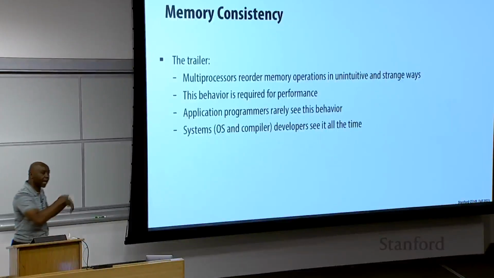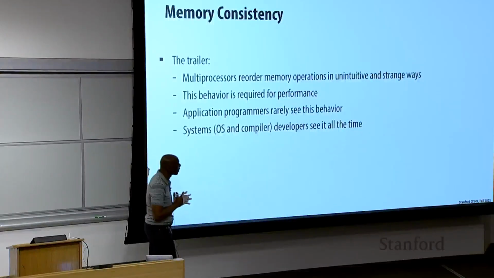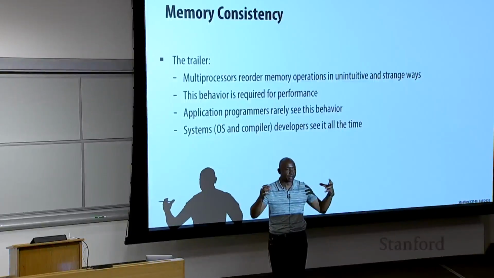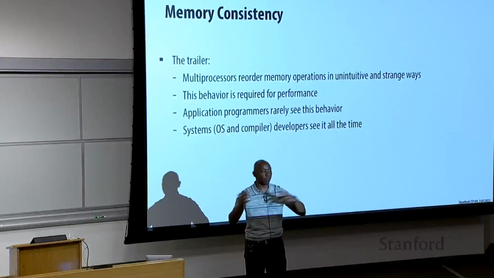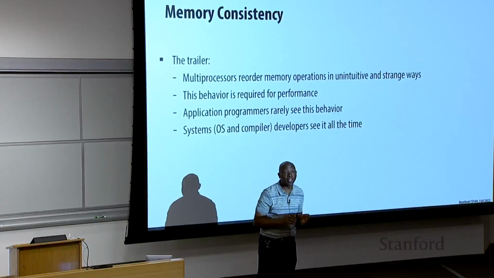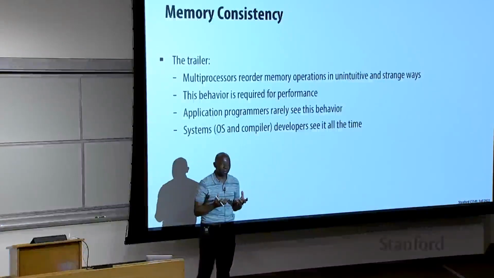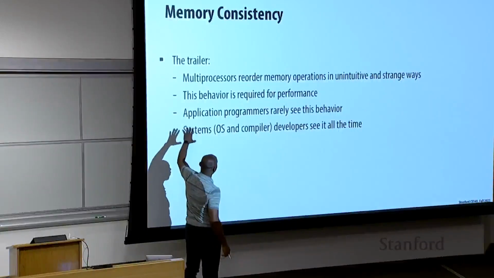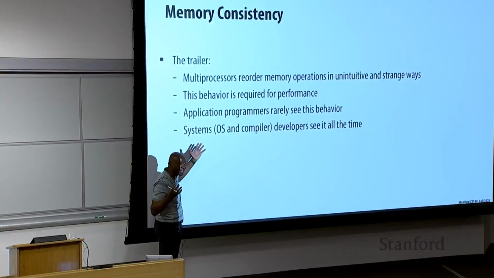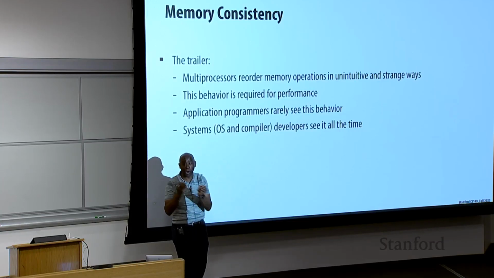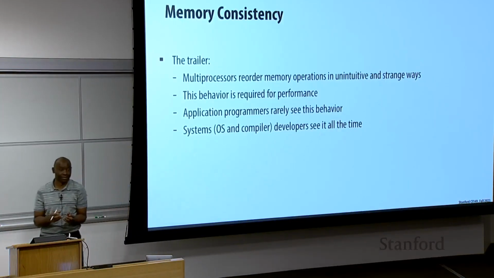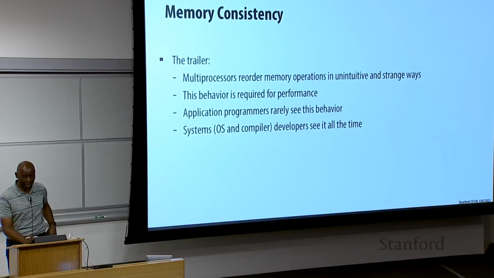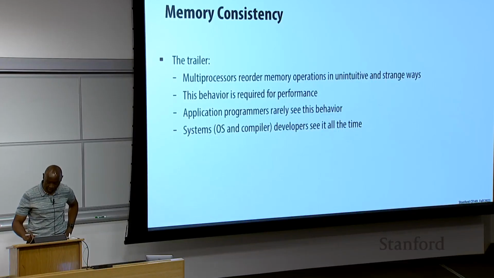To give you a preview of what we're going to talk about: in a modern multiprocessor system, memory accesses are going to get reordered, and the main reason for doing that is to improve performance. But then the question is, what does that mean to the programmer? If you're an application programmer, you probably don't care so much. But if you are a systems programmer or a compiler writer, then you care a lot, because it's going to affect what you can do in your compiler and the behavior of your low-level system code.